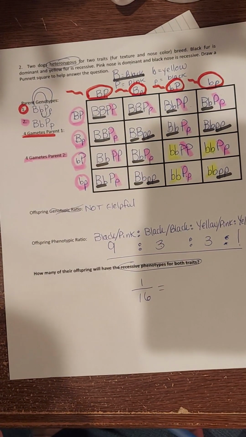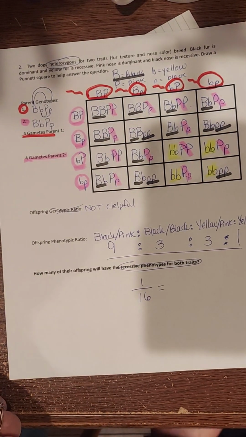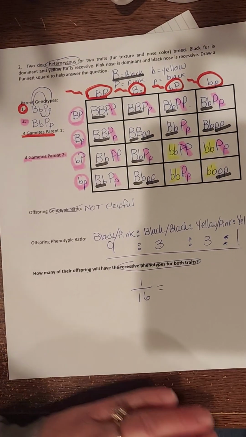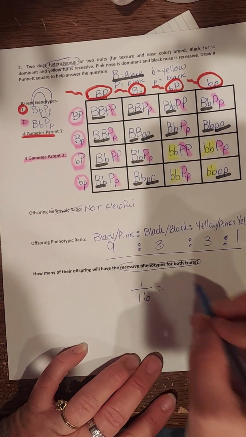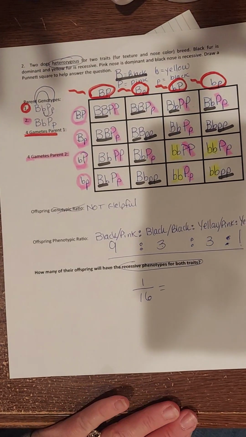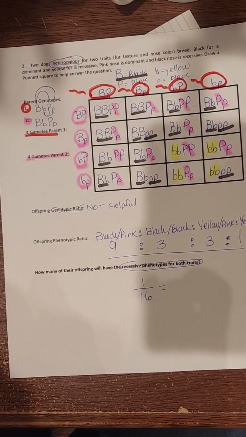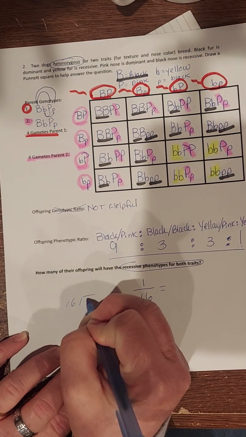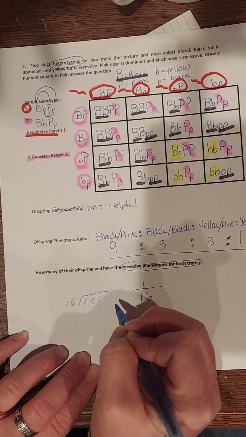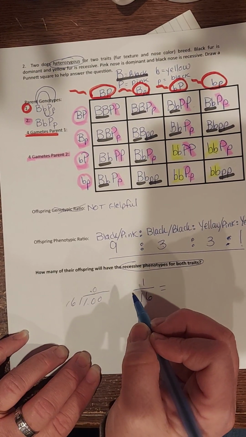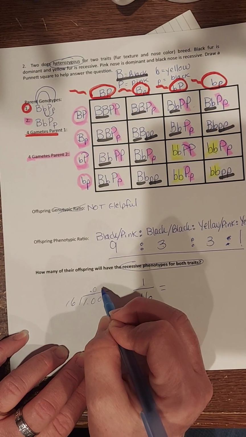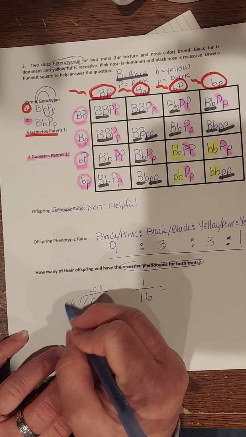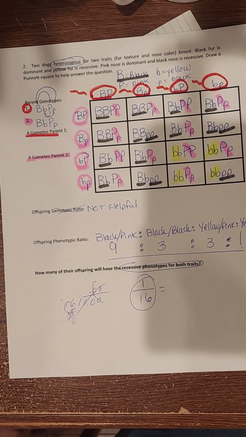1 out of 16. And you can do the math on that. What's 1 divided by 16? 1/16th, what is that? 0.125. So what is that? 12.5%. You'd have to do the math for me quick. I don't have a calculator handy. I don't remember. You can leave it 1 out of 16 for right now.